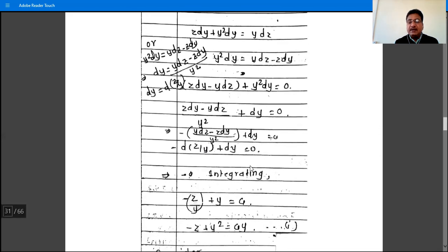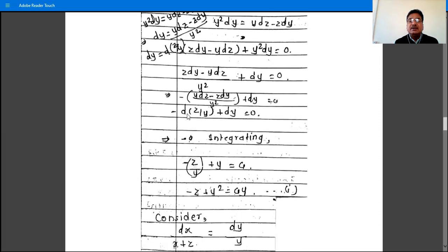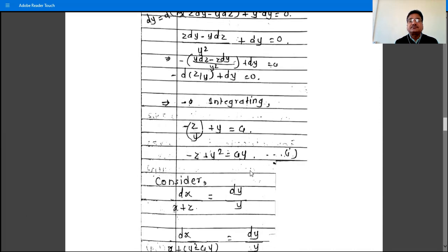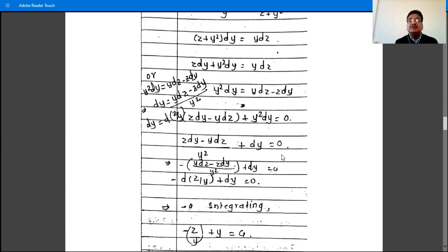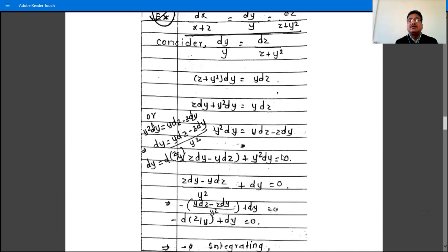Okay, and then integrating, so minus z by y, derivative and integration get cancelled, and integration of dy is y, equal to c1. Then minus z plus y square is equal to c1 y, which is the first solution of the given differential equation. Okay, then consider the first ratio and second ratio.